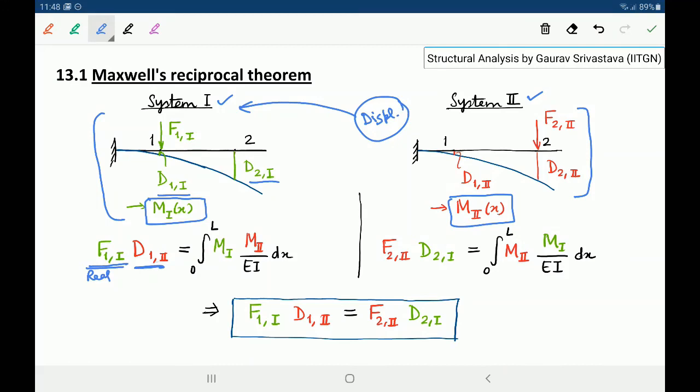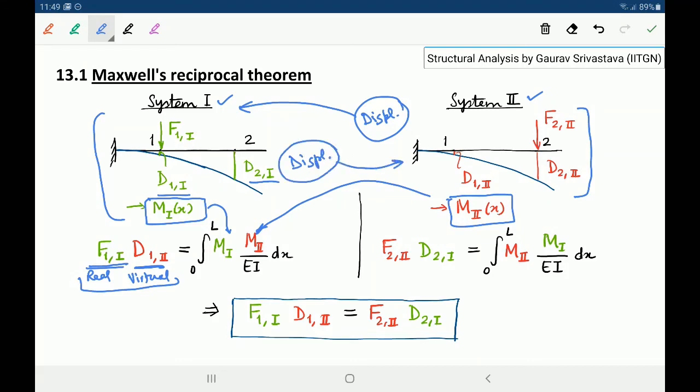So what we have is F1,1, the real force, times D1,2, the displacement of point 1 from the second system. This is like the virtual displacement, right? So this is the external virtual work for system 1, and then the internal virtual work will be given by the integral of M1, which is from the real one, and M2, which is from the virtual one, divided by EI dx. Similarly, we can consider the other situation where we take the displacements from system 1 and apply them to system 2.